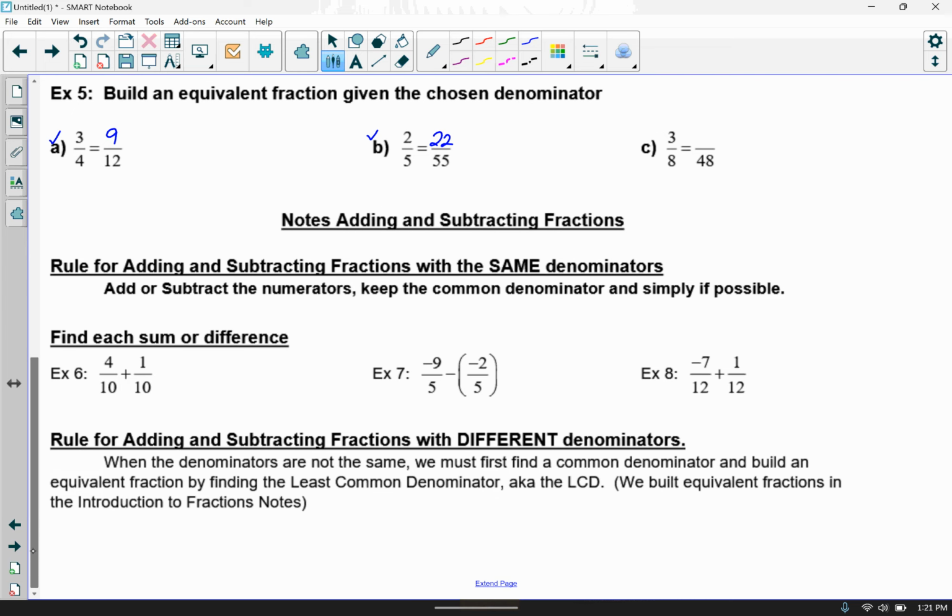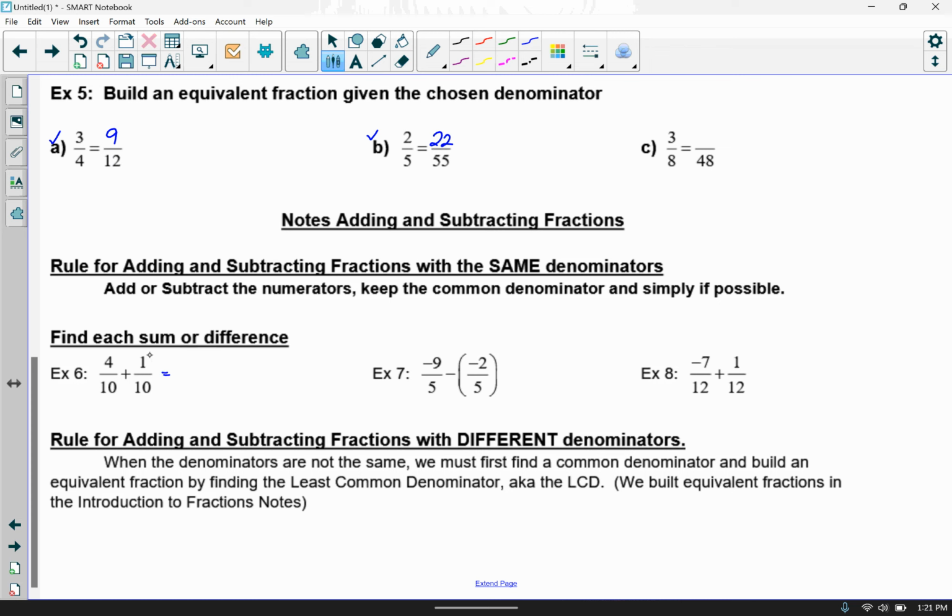All right, so now let's move on down again. I'll let you try example C there on your own. We're going to look now at adding and subtracting fractions. Whenever you're adding and subtracting fractions, you have to have the same denominators, okay? And so right now, the first few examples here, they all have the same denominator. And so what the rule is then is you keep that denominator, add or subtract up top, and simplify if needed, okay? So let's look at examples 6 and 7 here together.